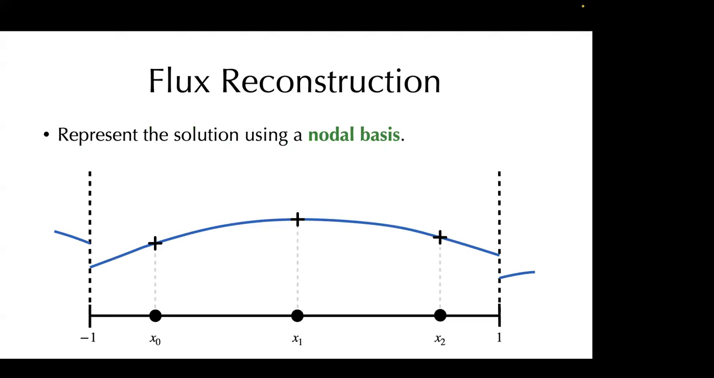Then, inside of one of our elements, whose geometry now goes from -1 to 1, we are going to represent the solution using a nodal basis. In other words, we're going to know the solution at a set of points inside of our element, and through this, we can construct a Lagrange-type interpolating polynomial that will be our solution. I'm showing an example of this in the case of k is equal to 2 on the slide.